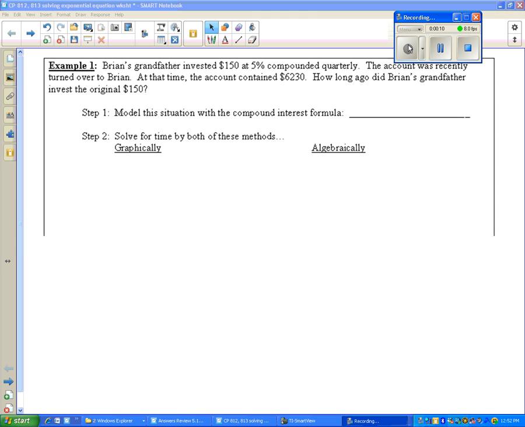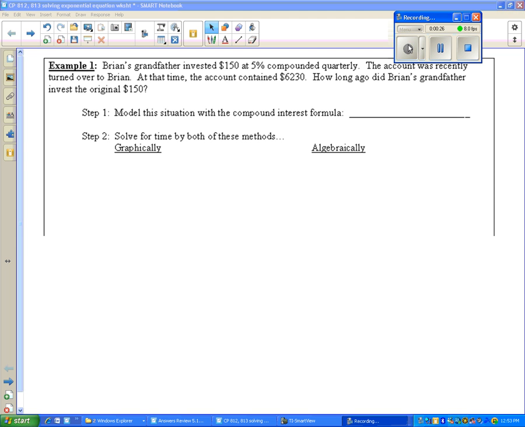First, you need to stop, pause, and get out course pack page 812. You also need to make sure you have your handy dandy calculator. Get that out as well. All right, so let's get started.